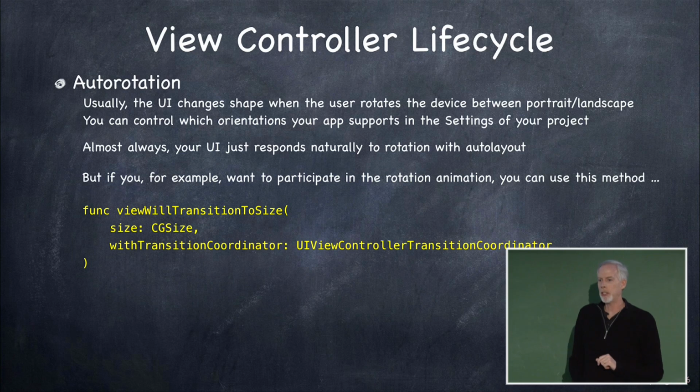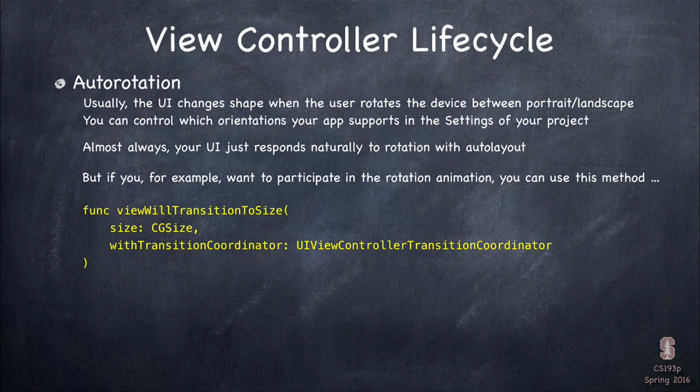And you can fly things across the screen too if you want, using this lifecycle method called view will transition to size. And it's basically telling you this is going to transition. It has this thing called a transition coordinator. You can look up the documentation on it. But the main thing the transition coordinator has is a closure that you can provide that will be executed alongside the animation that it's doing to animate your rotation. Okay? You won't need this in this class, but I just want to let you know this is here.